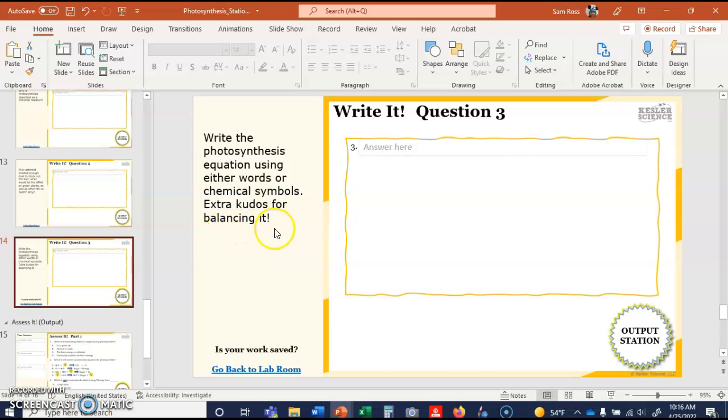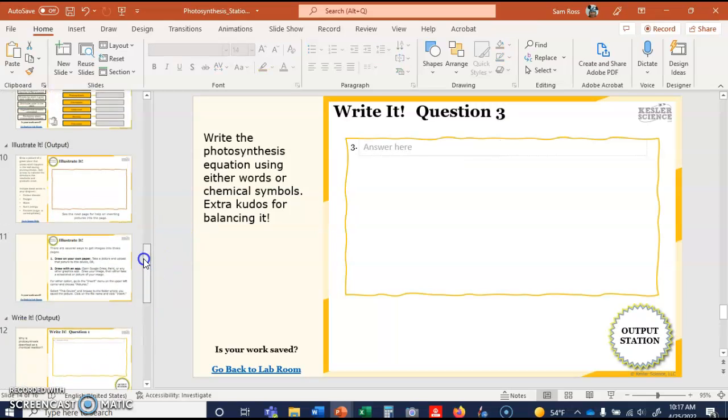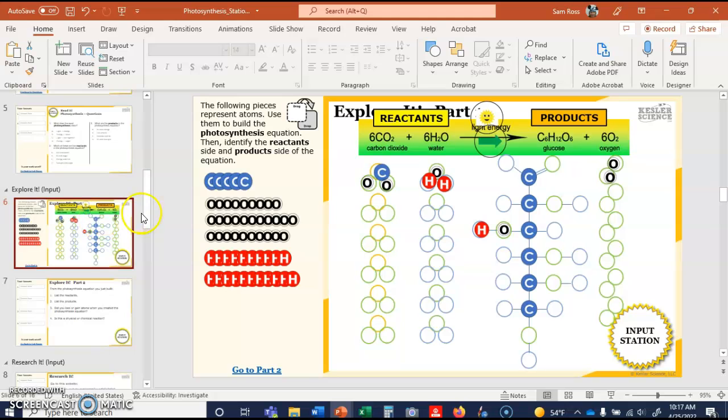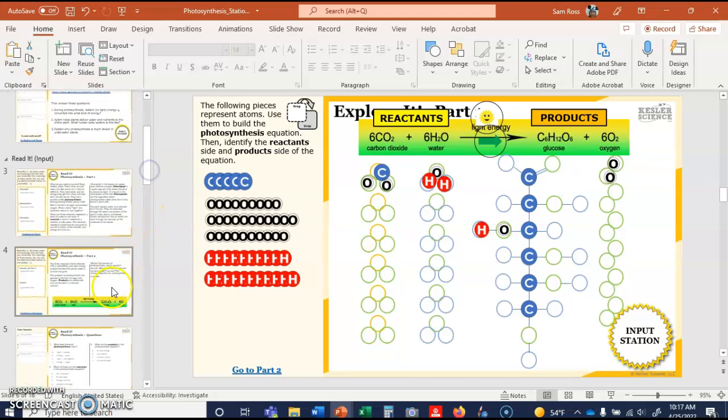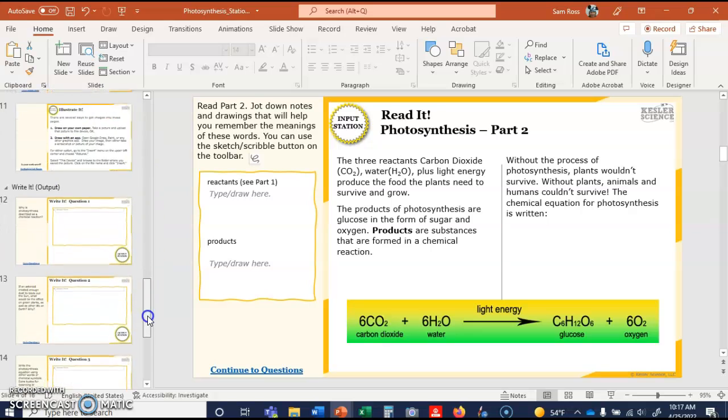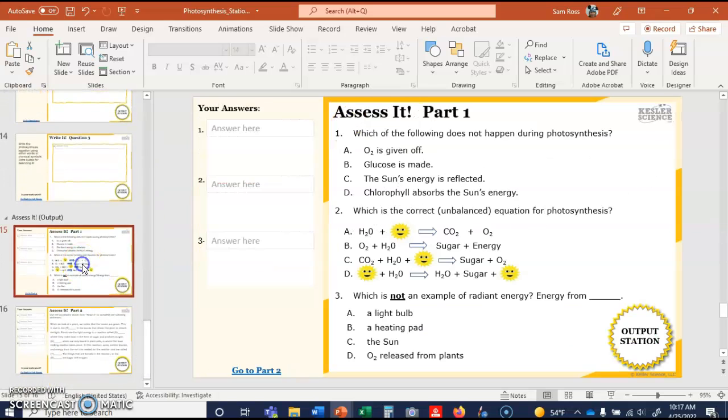Extra kudos for balancing it. No kudos, just write it here. And if you need to go back, one of the best places to find that is right here. Or if you need to go up a little further, it's also down here at the bottom. So that was the last write it question, and then you have your assess it, okay?